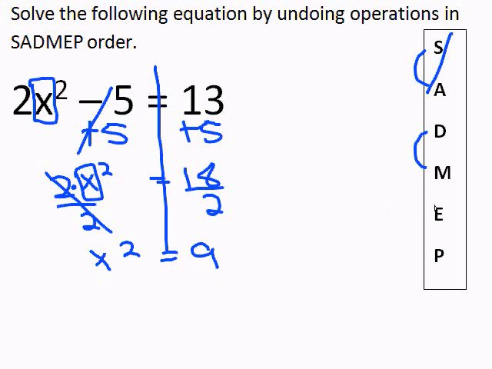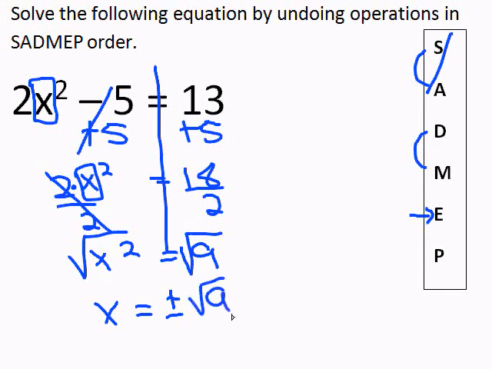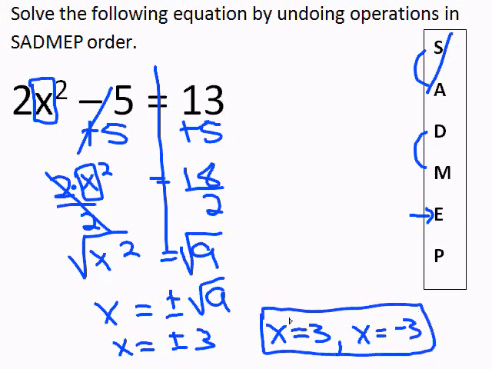Now we go on to our last step, in our case, which is exponents. Can we undo the exponent of 2? The answer is yes. We can take the square root of both sides. Remember, when you take the square root, you get x is equal to plus or minus the square root of 9, which means x is equal to plus or minus 3. Now you can split that apart if you want to make more sense of it, to show you that x is equal to positive 3 and x is equal to negative 3 are two different solutions for our equation.